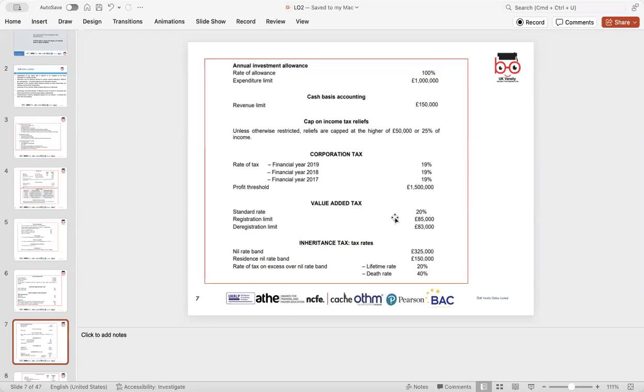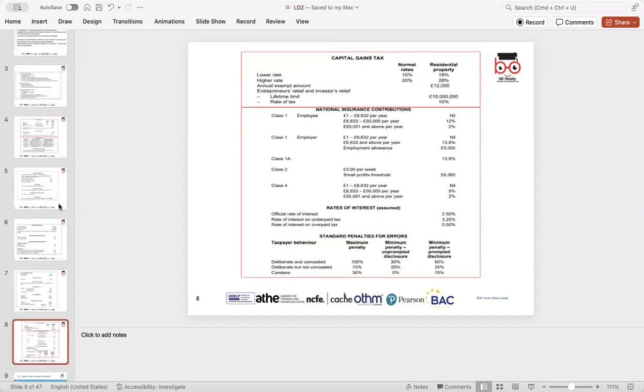Now value added tax is still 20%. Okay. So this is consumption tax that is added to the price of most goods and services. The standard rate of VAT is 20%, and businesses must register for VAT if their taxable turnover exceeds the registration limit of £85,000. Deregistration limit for VAT is if their taxable turnover falls below the deregistration limit of £83,000.